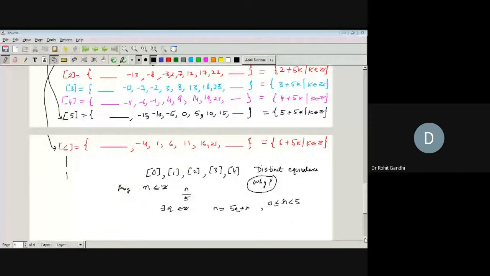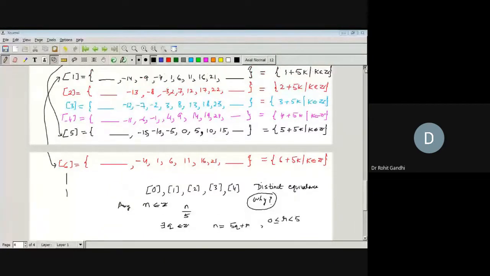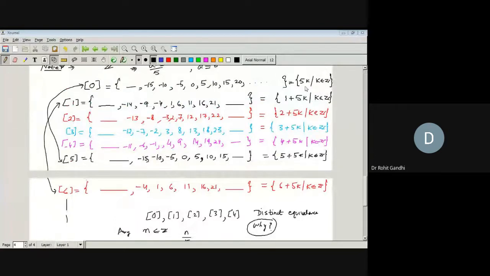Right? Now if you see here the sets you have written, this is 5k plus 0. This is 1 plus 5k. This is 2 plus 5k. So this is nothing but the division algorithm. These are the remainders which I am getting. Here I am getting remainder 0, 5k plus 0. Here I am getting remainder 1. Here I am getting remainder 2. And so on, 3 and 4. Right? So if I go further, again I will get remainder 0 here.